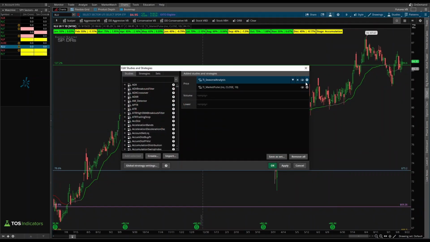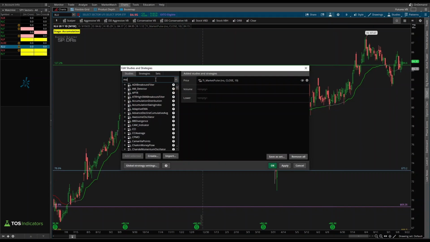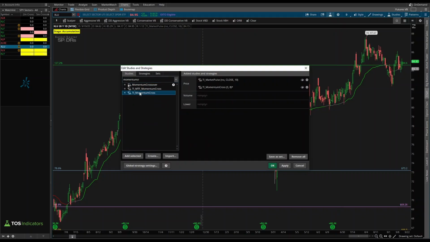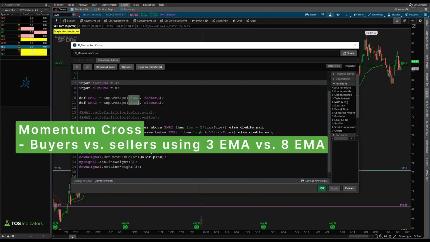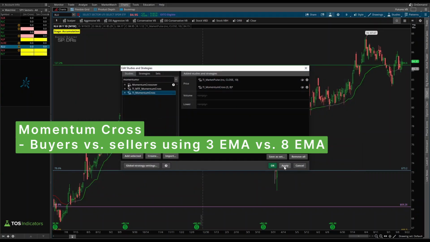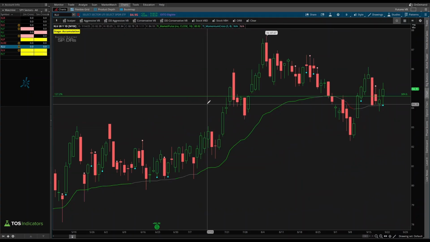So now that we've finished with the seasonal analysis, I'll remove that indicator, and we're going to take a look at the market pulse in conjunction with a momentum indicator called the momentum cross. Both of these are free. The momentum cross is simply looking at the 3 EMA crossing above the 8, and the market pulse is a quick alternative for moving averages, which I think is far more effective.